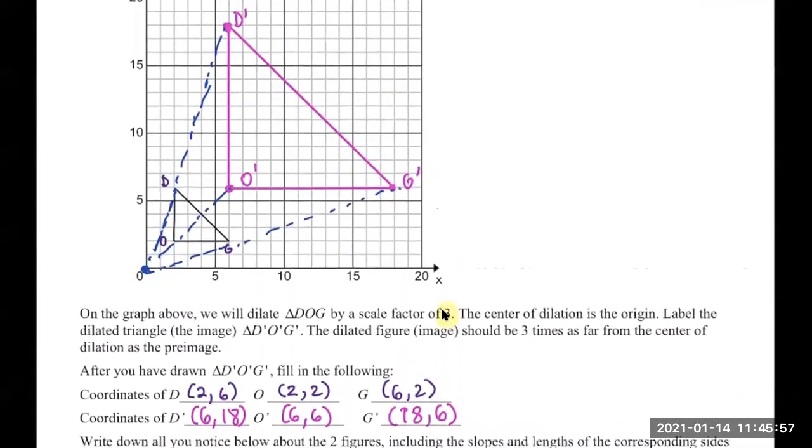Another thing is, how would you guys describe the slope of this line, this segment here? What's the slope of this leg? What's the slope of DO?